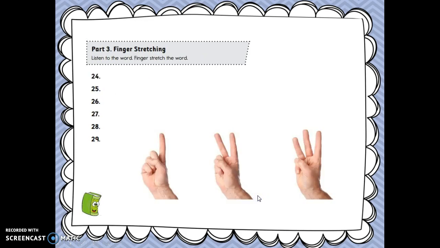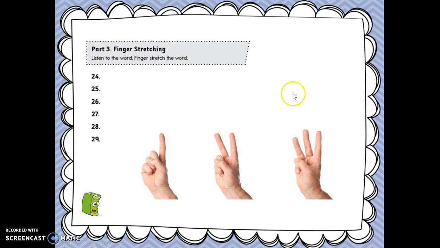Let's review what we're doing in part three. Part three is finger stretching. So you will listen to the word that your learning coach says, and then you will finger stretch the word. Let's do some practice. Let's finger stretch the word that we just had on the board before this one. Chap. Ch. A. P. And look at these pictures. Remember, you put one finger out for each sound as you make it. So chap would be ch, a, p.